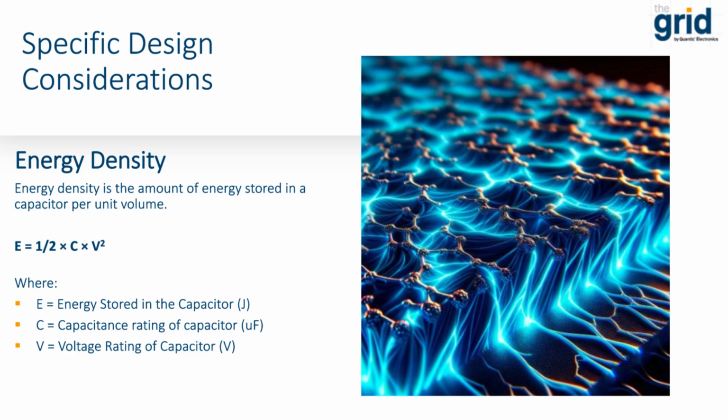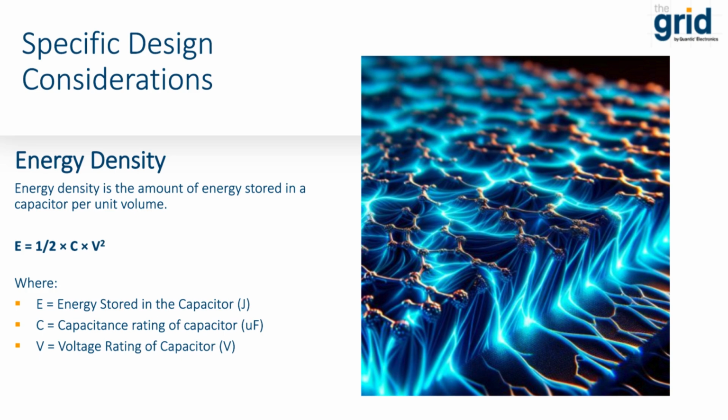A capacitor's energy density is the amount of energy stored in the capacitor per unit of volume. Higher energy density means that the capacitor is more volumetrically efficient, or stores more energy in a smaller volumetric space. The energy density is calculated by dividing the energy stored in the capacitor by the capacitor's volume.